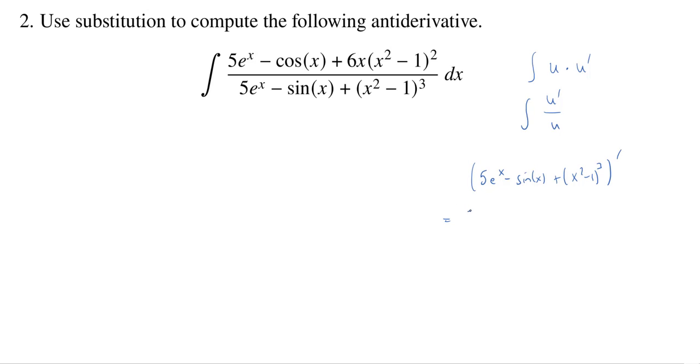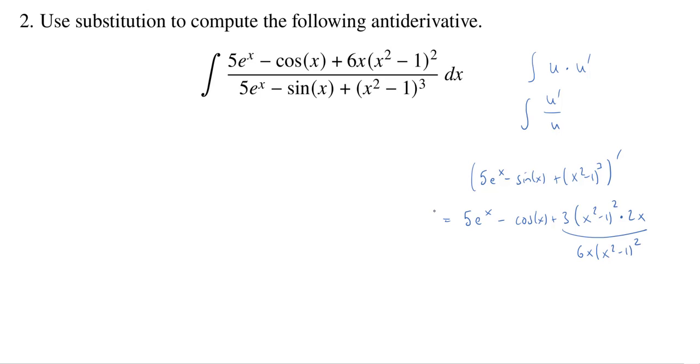The derivative of 5e to the x is 5e to the x, minus the derivative of sine, which is cosine. And then I have to do a little chain rule action here. So I'm going to have 3 times x squared minus 1 squared, but then I have to multiply by the derivative of x squared minus 1, which is 2x. If I combine these outside pieces, I get 6x times x squared minus 1 quantity squared. All right, so that's my derivative.